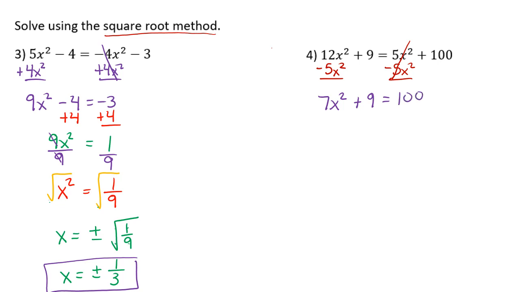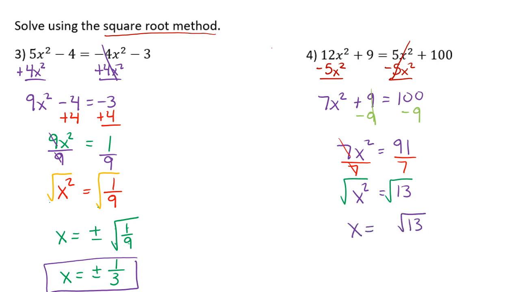I am then going to subtract 9 over to the 100 because I'm trying to get x squared by itself. So I'll have 7x squared equals 91. I'm then going to go ahead and divide both sides by 7 because I want to get x squared by itself. So I'm going to have x squared equals 13. 91 divided by 7 is 13. I'm going to get x by itself by square rooting. And so I'll have x equals the square root of 13. And once again, don't forget that plus and minus sign because we square rooted both sides of the equation.